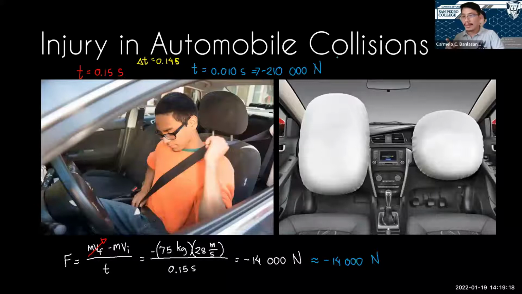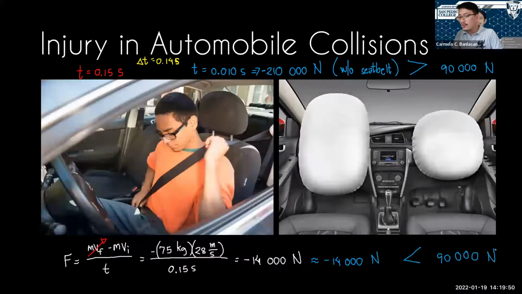So without the use of seatbelt, the force experienced by that passenger is 210,000 Newton. That's the magnitude. 210,000 Newton, which is way greater than 90,000 Newton, which can cause injury. Do you follow? However, if sana gumamit siya ng seatbelt, the force will be 14,000 Newton, which is way less than 90,000 Newton. Do you follow? So very small amount of time, am I making sense? A very small amount of time can save a lot of lives.